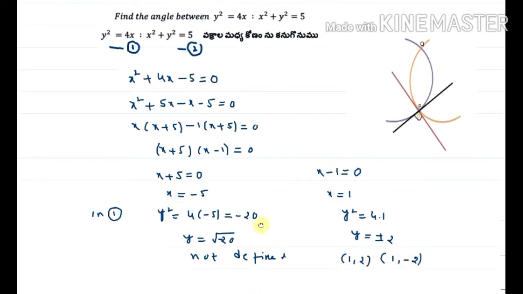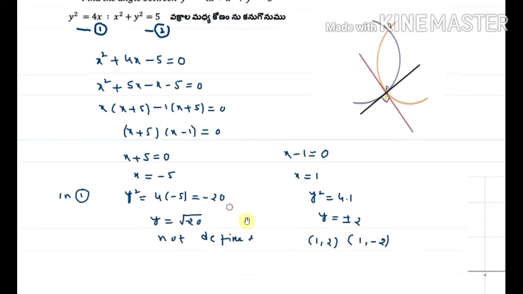So now find first m1 and m2. For that, take the derivative of these two functions first. First differentiate the first one on both sides with respect to x. From that I will get 2y dy by dx is equal to 4, since 4 is constant and the derivative of x is 1.